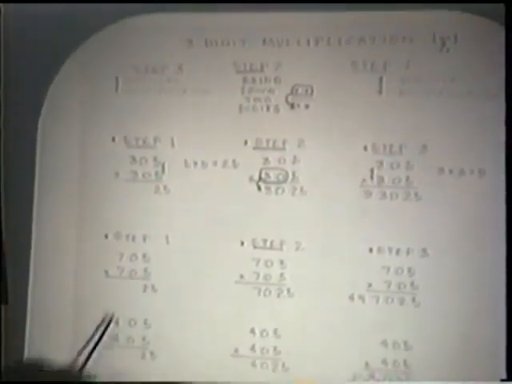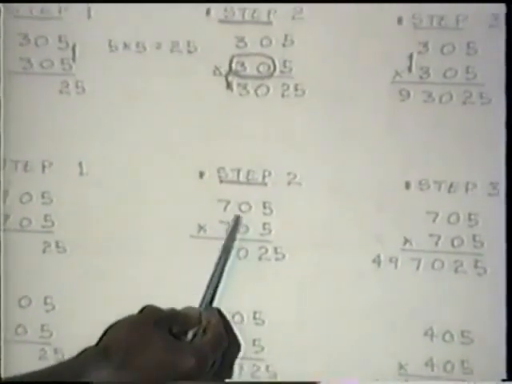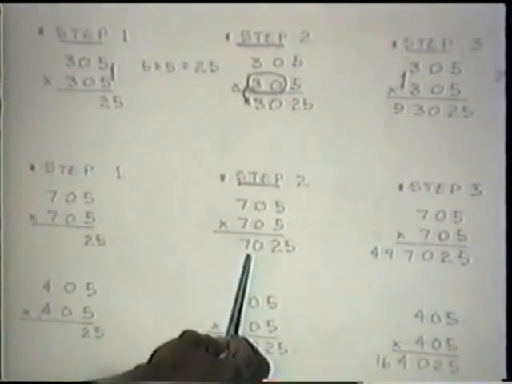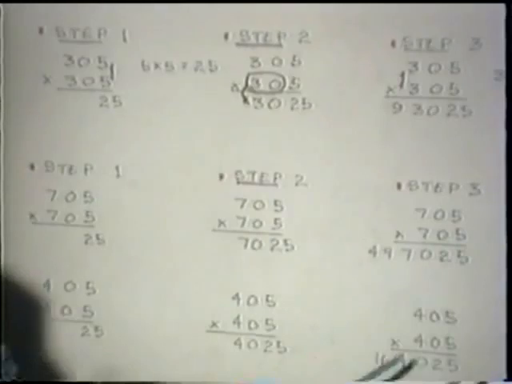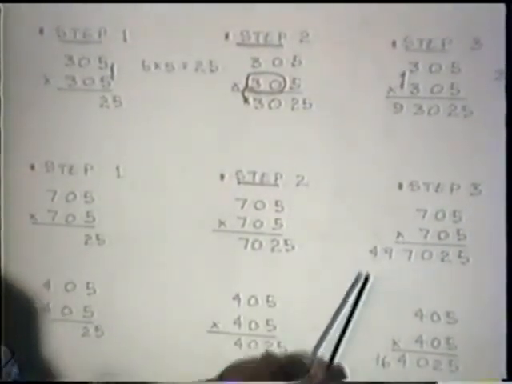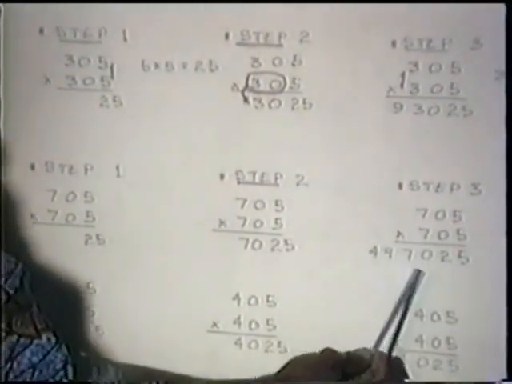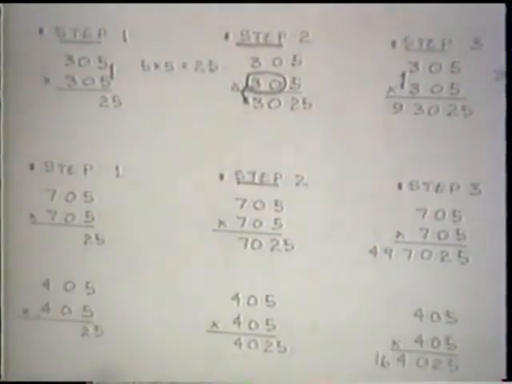Let's do another problem. 705 times 705. Vertical multiplication. 5 times 5 is 25. Step 2. We bring down these 2 digits. That's 70. Step 3. We multiply 7 times 7, which is 49. The answer to 705 times 705 is 497,025. Let's do one more.